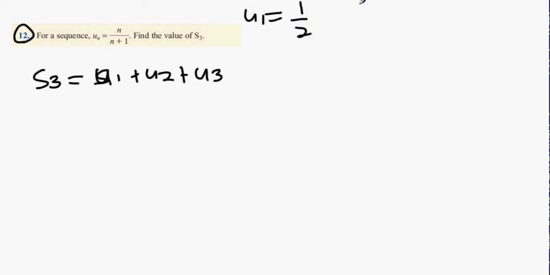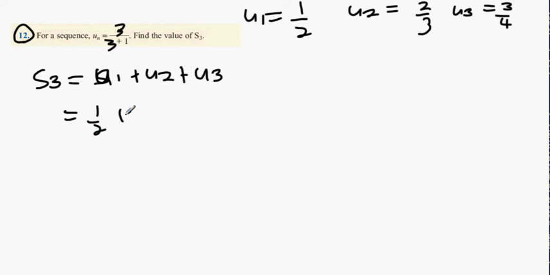Okay, for a sequence un where un equals n over n plus 1, find S3. Well, S3 is basically u1 plus u2 plus u3. So we just got to find out what u1 is. u1, put in 1 and we get a half. u2 is going to be replace n with 2 and we're going to get 2 over 3. And then u3 is basically replace n with 3 and we get 3 over 4. We're going to add them all together. A half plus 2/3 plus 3/4.